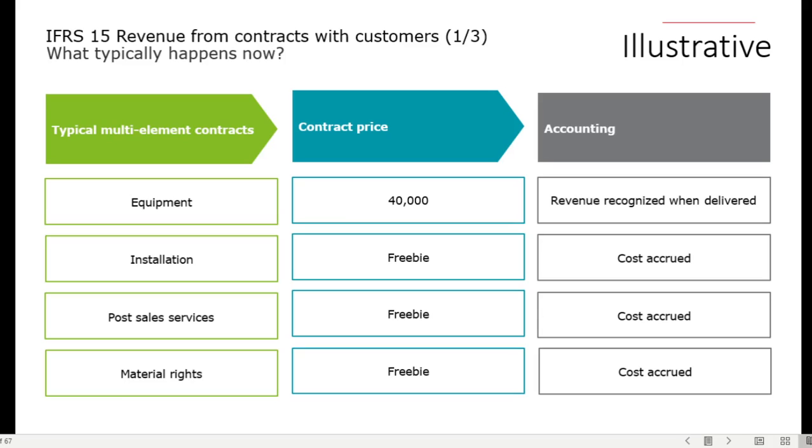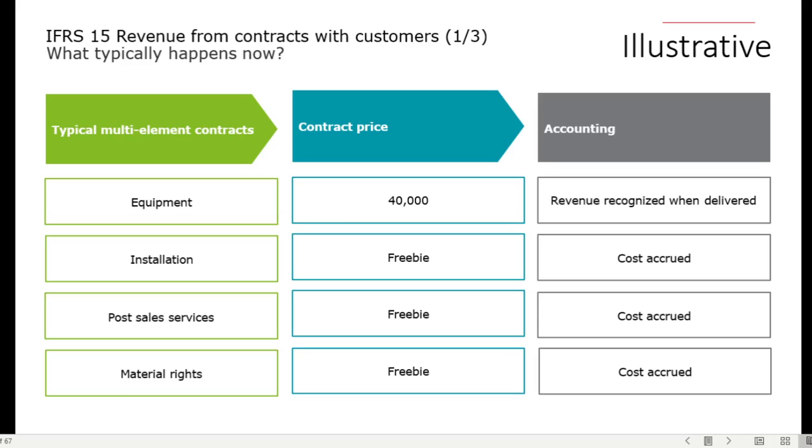At the moment, if we are selling, there are usually components which are being sold as a combined package. You are selling equipment, the installation fee, the post-sale services, and sometimes the material rights. Even if we don't take the material rights, usually the equipment comes with the installation and the post-sale service. For example, warranty for 3 years, guarantee for 2 years, sometimes a lease-back option after a certain period of time, and they come free of cost. I mean, they are advertised as free of cost.